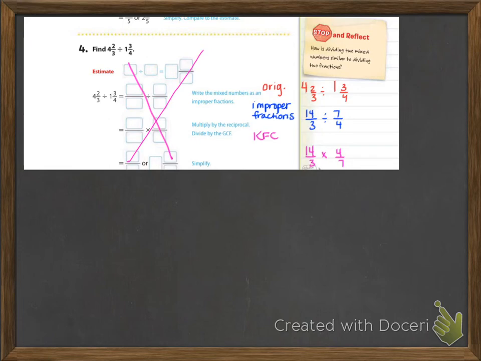3 and 4, I can't cross simplify at all, but 7 and 14, I can divide 7 out of both of those. 7 divided by 7 is 1, 14 divided by 7 is 2.